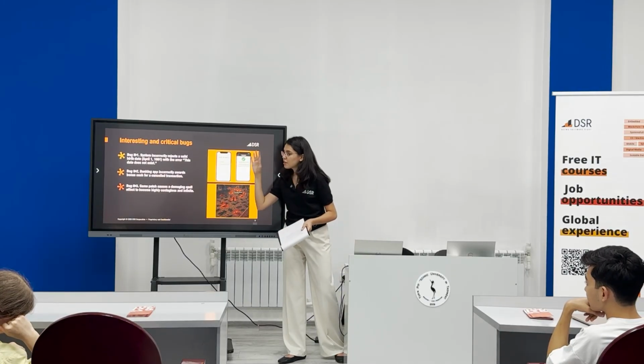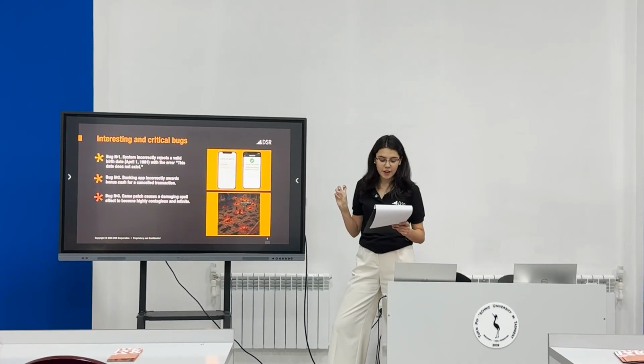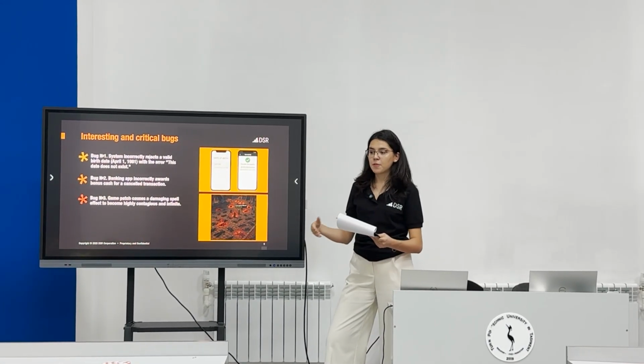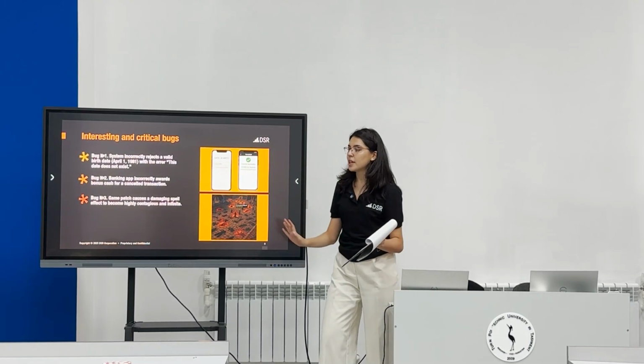And the third bug, we have this one related to a game. There, a game patch causes a damaging spell effect to become highly contagious and infinite. Here, there was just a regular player character that got infected with this corrupted blood effect. So this player, the infected one, enters a major in-game city.